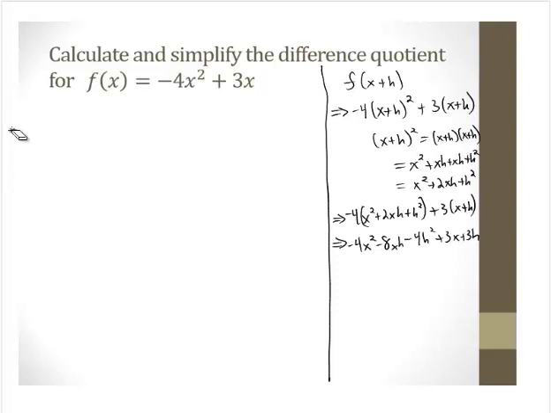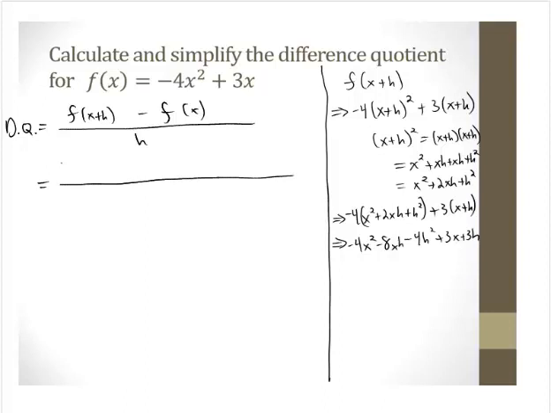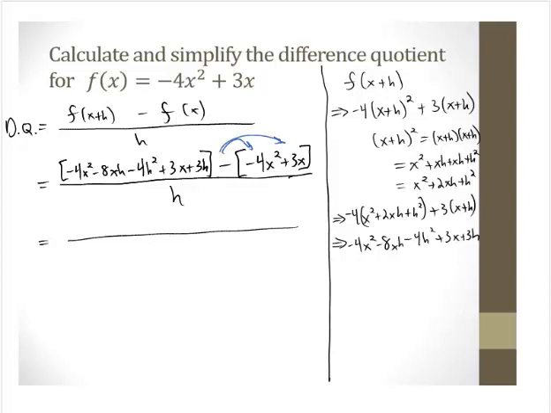The difference quotient then recall is f of x plus h minus f of x all over h. All right, so we just did our side work. The f of x plus h, negative 4x squared minus 8xh minus 4h squared plus 3x plus 3h. From that, we're going to subtract the original function, which was negative 4x squared plus 3x. And then we're dividing all of that by h. All right, let's simplify the numerator by removing the brackets and remembering the distributive property here. Negative 4x squared minus 8xh minus 4h squared plus 3x plus 3h plus 4x squared minus 3x over h.